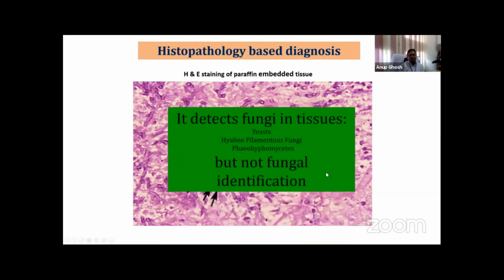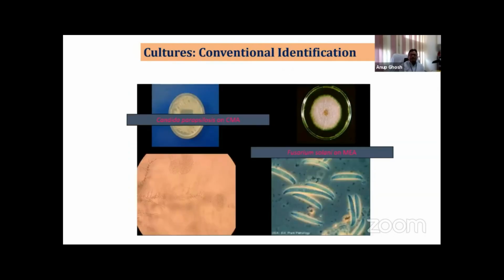But there are some difficulties. It detects fungi, either yeasts or filamentous, and in the filamentous, whether it's hyaline or pheohyphomycetes. But it cannot tell us the identification, meaning whether it's an Aspergillus or a Fusarium. So that is the drawback. And lastly, we are relying on the conventional identification, that is, the culture based.